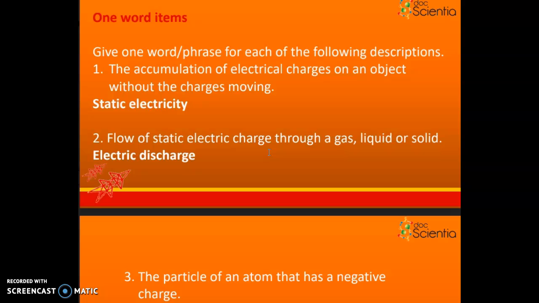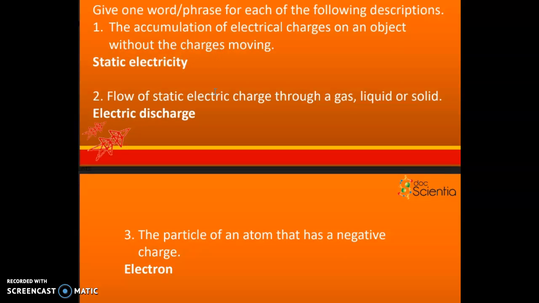One word. Give one word or phrase for each of the following descriptions. Number 1. The accumulation of electrical charges on an object without the charges moving is what? Static electricity. Static means still. So just think of it as electrical charges on an object without charges moving. The charges are static, so it's static electricity.